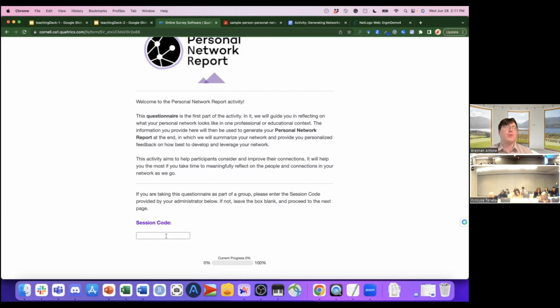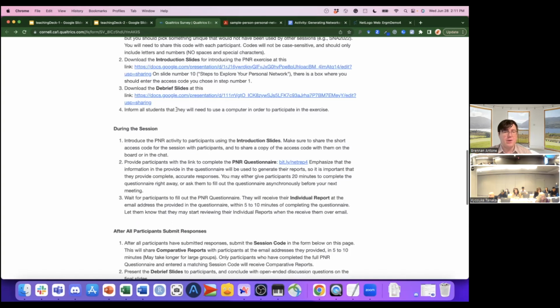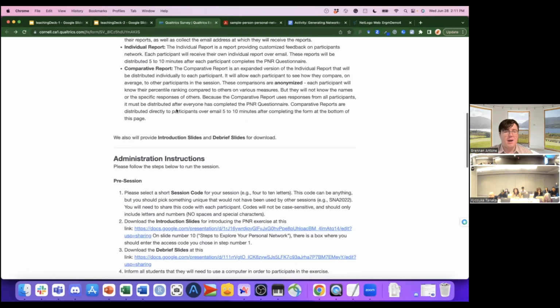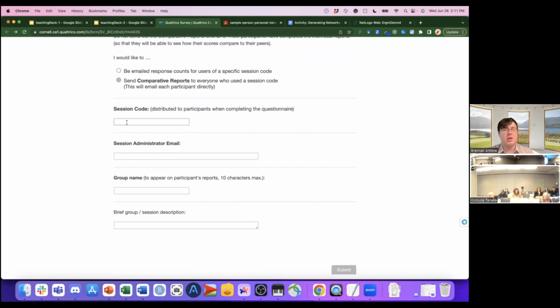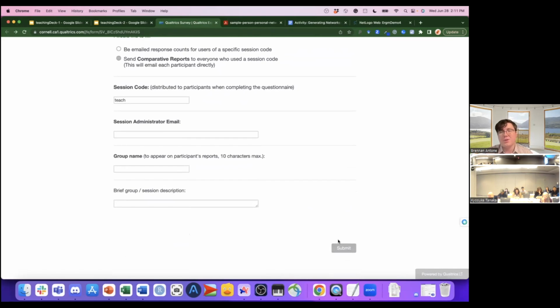And then for the 360-degree report, if you want to generate those, you just go to this admin form and you can say send comparative reports. You type in the session code that you used, you put the group name, and then you just click submit and it will generate the 360-degree reports and send them to everyone. So the process of running it is pretty automated and very simple.